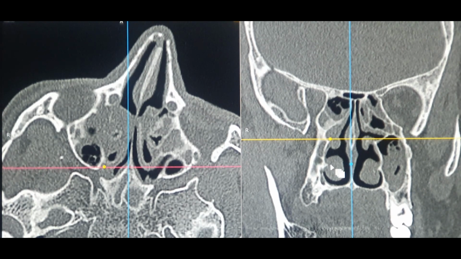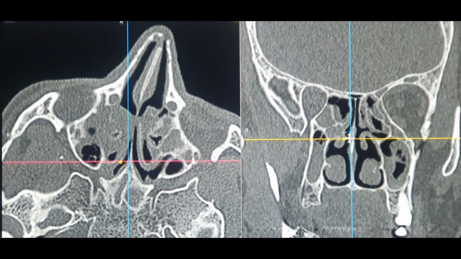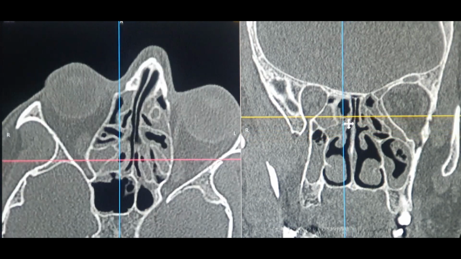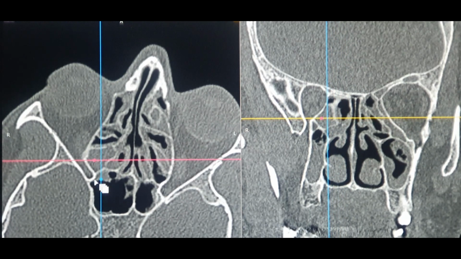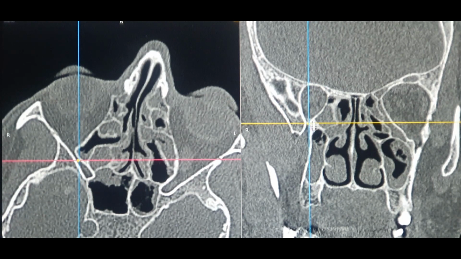So if I keep on going behind, I am almost into the posterior ethmoids over here. If I keep my cursor somewhere around here on this cell, I think I'm in the posterior ethmoidal cell. That's a huge one. As you can see, I'm right next to the orbital apex region, and whatever you can see over here is the inferior orbital fissure. So if I keep my cursor over here, this is the inferior orbital fissure.